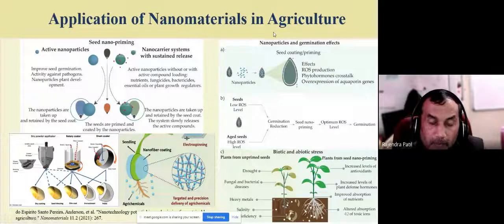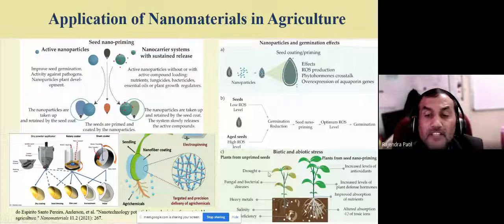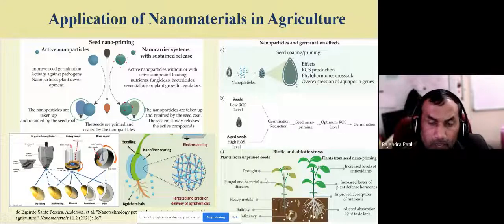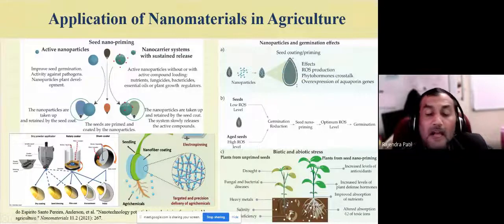In fact, the nanopriming method has helped the plantlet to tolerate various biotic and abiotic stresses. So in drought conditions, in a fungal attack, or in the presence of heavy metal or increased salinity, the growth of the plant gets stunted. However, when the seed is nanoprimed, that nanoprimed seed helps the plant to develop into a healthy plant, which has an increased antioxidant level, an increased level of plant defense hormones, and increased nutrient absorption abilities. So priming the seed with the nanomaterial has been found to alter the entire physiology of the seed, and the plantlet that develops from this seed has all healthy characters.